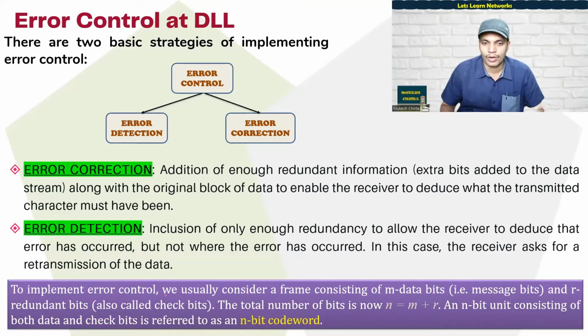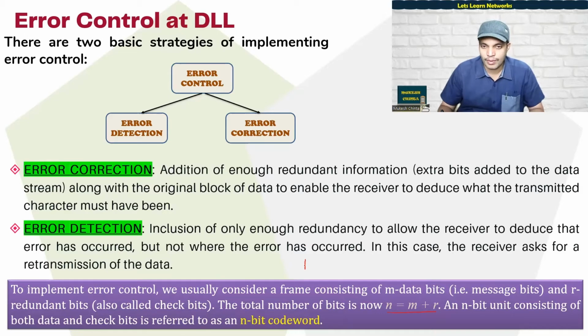To implement error control, we usually consider a frame consisting of m data bits, and we add r redundant bits, which we also call check bits, or in some cases parity bits. The total number of bits is now n, equal to m plus r. An n-bit unit consisting of both data and check bits is referred to as an n-bit code word.